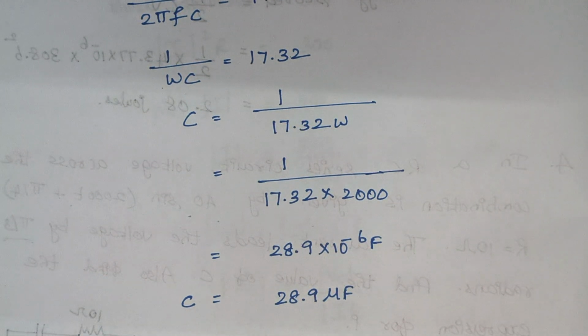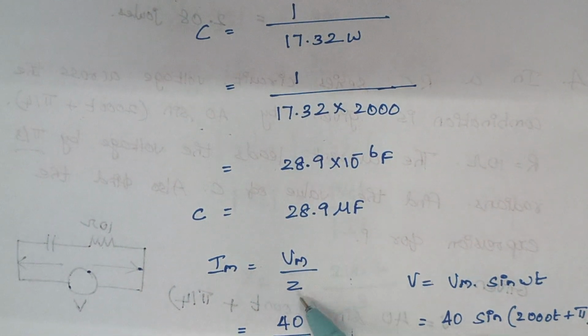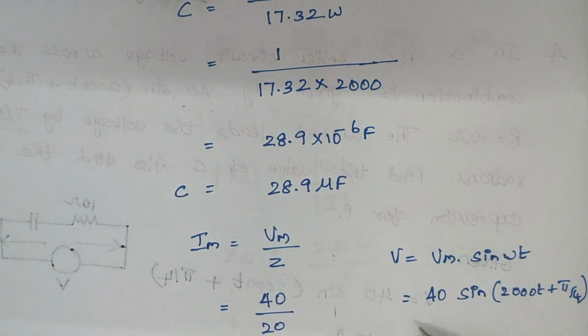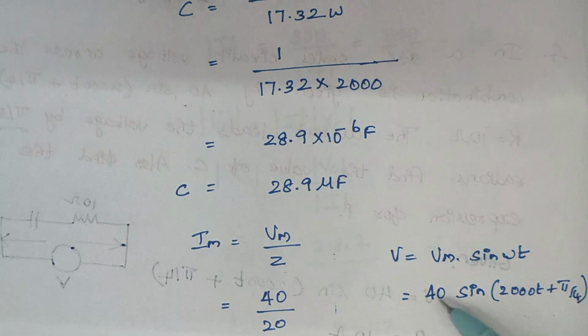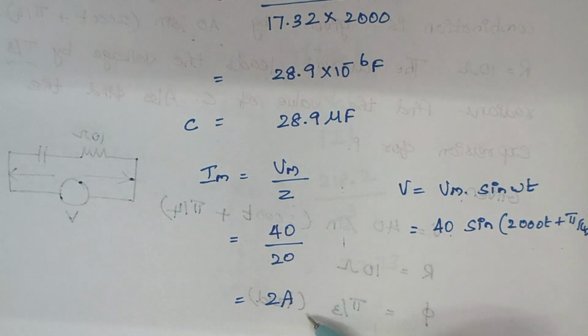And here we need to find the expression for I also. So expression for I is given by I is equal to Im into sine omega t plus some phi, right? So Im is given by Vm by Z. So how to calculate Vm? Again, just compare the given expression to the standard one. So here what is the value of Vm? The value of Vm is 40. So 40, the impedance is 20. So here the current is 2 amps.